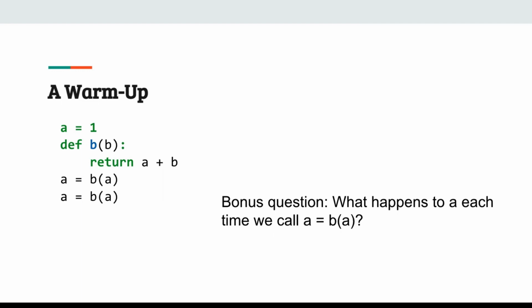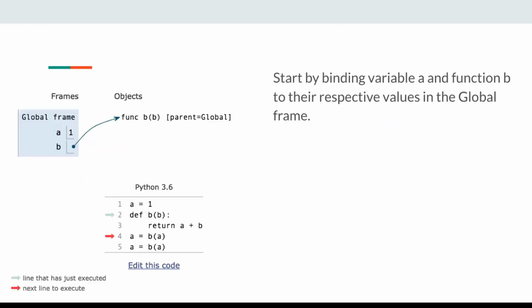So let's dissect this. First, we write out our global frame. Notice our code is also right here. A equals 1. So 1 is an integer, and we can just put it inside the box. Our function b, however, needs to have a pointer associated with it. Recall we're doing func, the function name, all function parameters, and parent equals global. So you need to make sure you have all three things. And we aren't explicitly saying the return statement yet, but we will be moving on to line 4 directly.